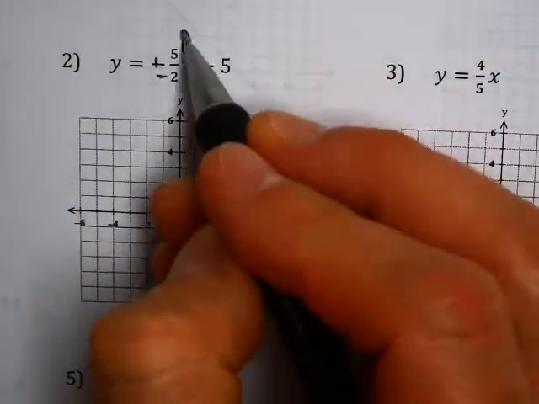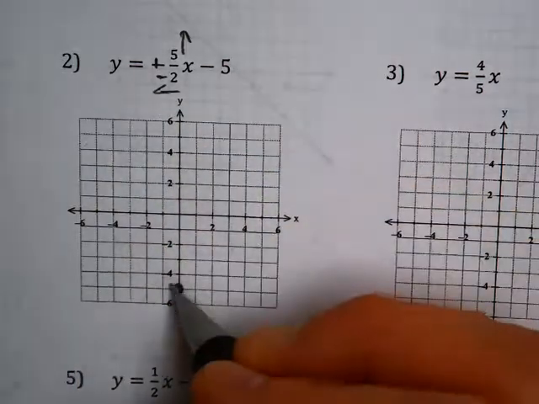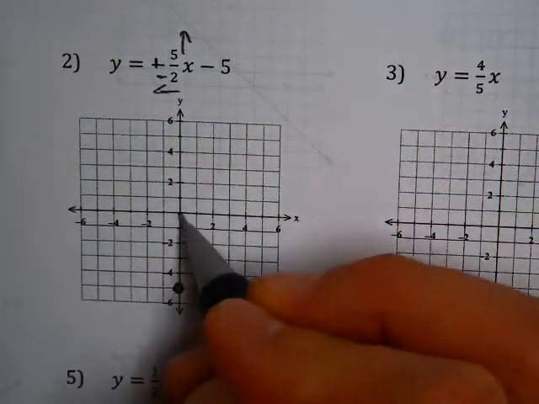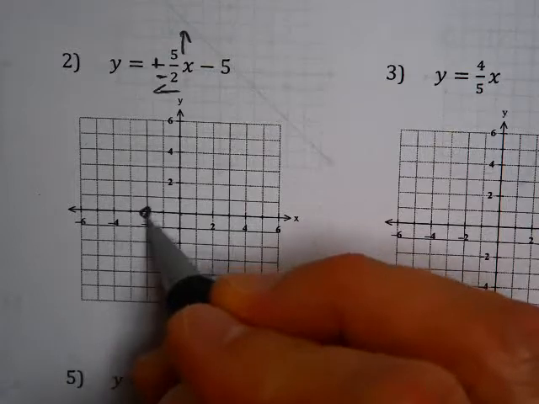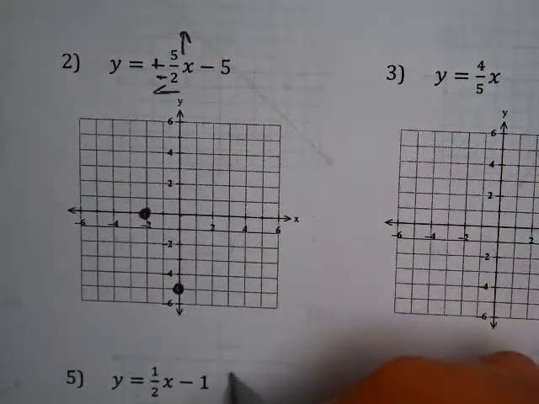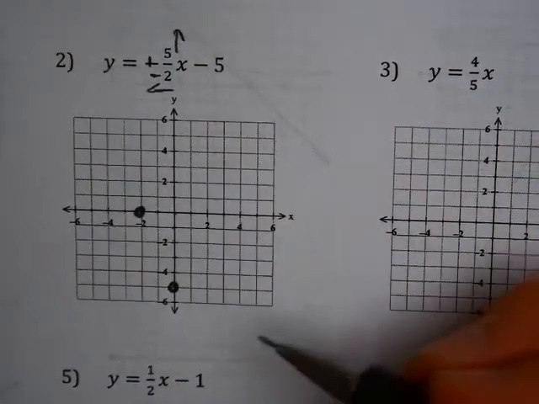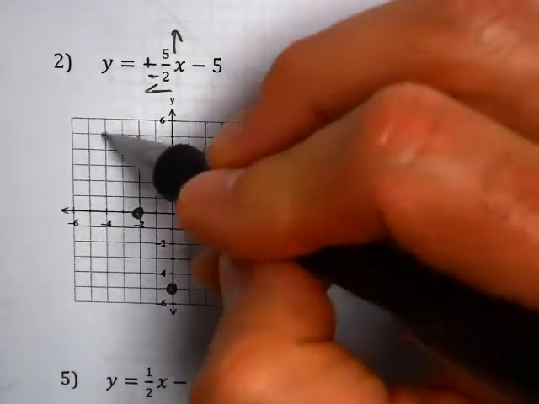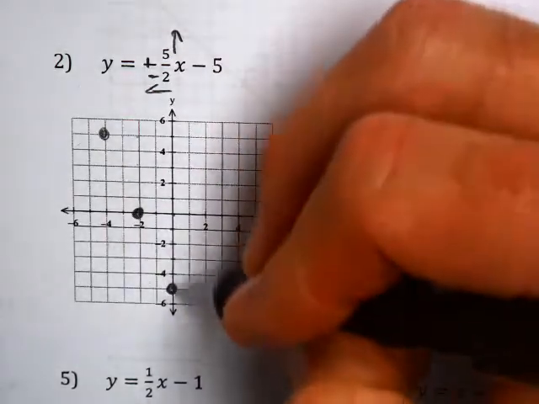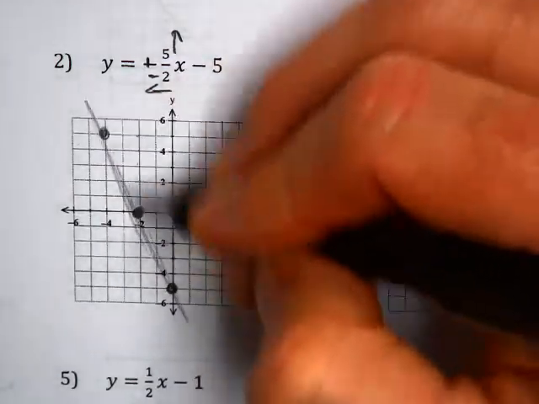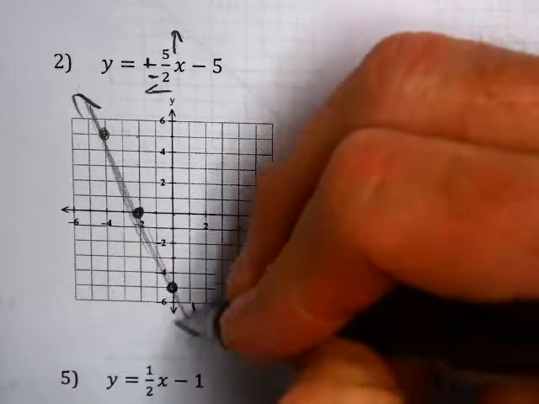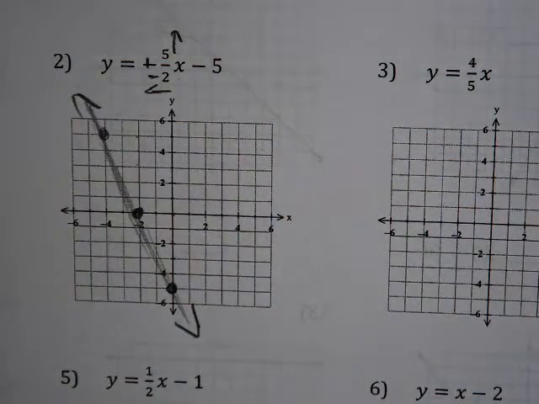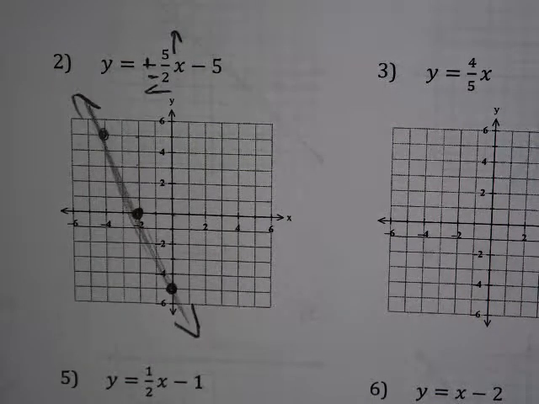So this is going to be up 5 and back 2. That looks like that would fit better. Instead of going down 5 and over 2 and falling off the graph. And I could do that a couple times. It's like stairs. The pattern repeats. So far, so good? All right.